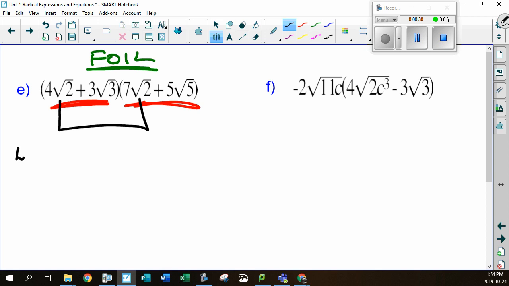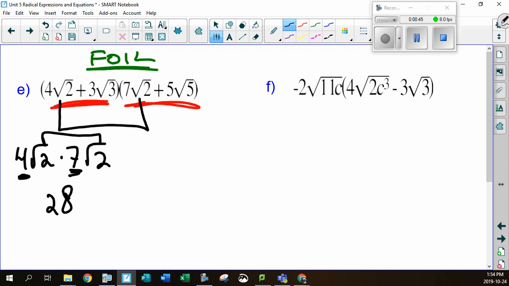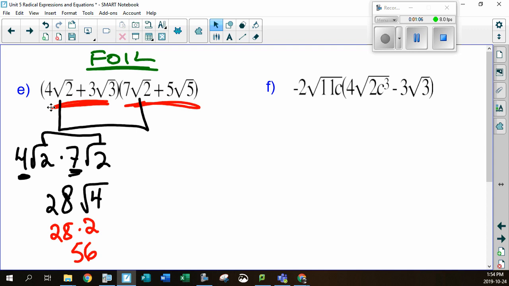If you look at this, this is like saying 4 root 2 times 7 root 2. Numbers times numbers, so 4 times 7 is going to give us 28. We have a root 2 times root 2, but the cool thing about root 2 times root 2 is that you're going to have a root 4. The square root of 4 is just 2. So this would be like 28 times 2, that's how it works. 28 times 2, no problem, 56. You've got it. So there's your first number. Whew, that was a lot for the first one.